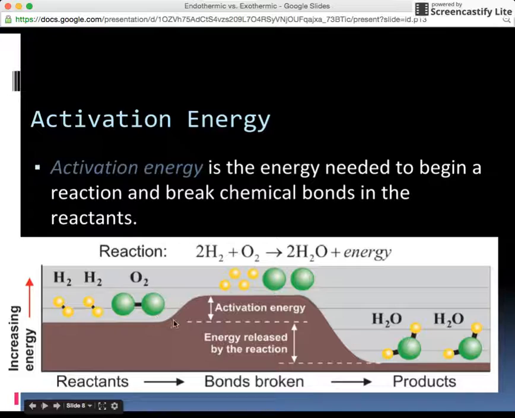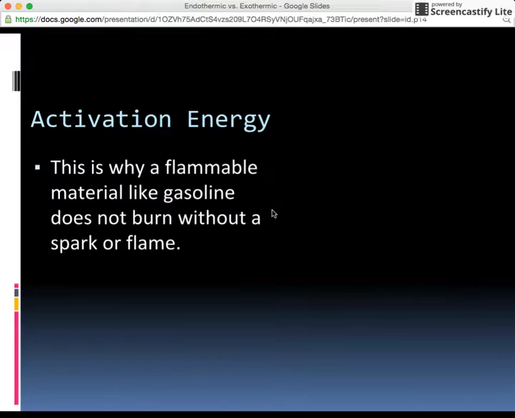So here, this little bump in the graph, that's what we call activation energy. And that's the energy that we need to go up and break the bonds and then reform the bonds. So that's just what we call it and where we see it on the graph.